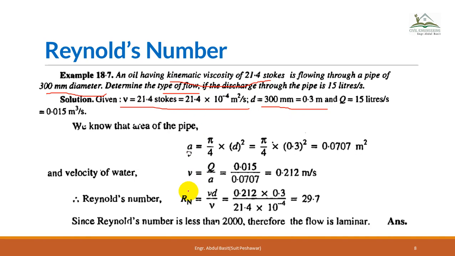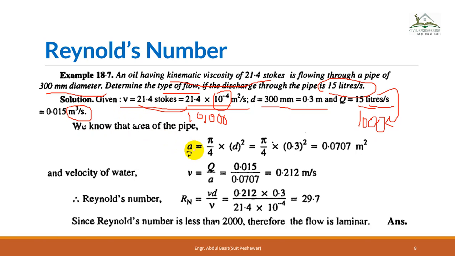So for the type of flow you need to determine the Reynolds number. The discharge through the pipe is 15 liters per second. Divide it by 1000 to convert liters per second to meter cube per second, as in 1 meter cube we have 1000 liters. And the kinematic viscosity is 21.4 stokes. To convert this stokes unit to meter square per second, we have to multiply it by 10 raised to power minus 4, or divide it by 10,000. These terminologies are discussed in previous slides. If you have any query, you can go through those tutorials as well.